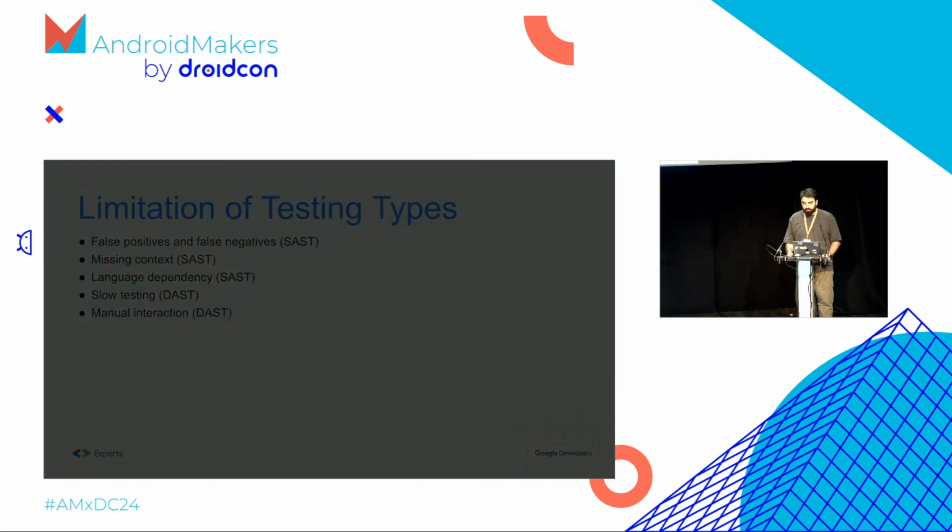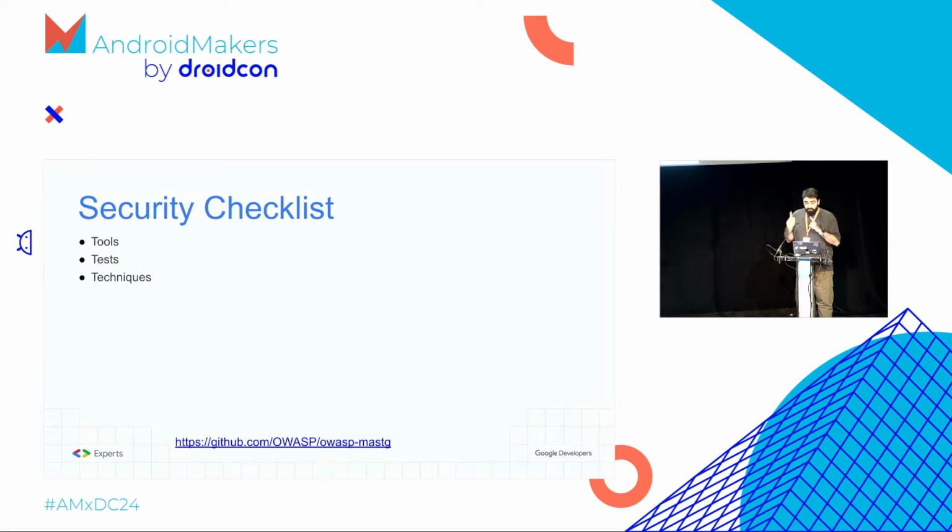You remember I mentioned OWASP. OWASP also provides the security checklist: basically, what conditions your ideal application should comply with to say, hey, my app is secure. There are different tools, tests, and techniques to achieve this. This is in the resources as well, like the link I shared, but you can also go directly to github.com, OWASP, and OWASP MASTG.